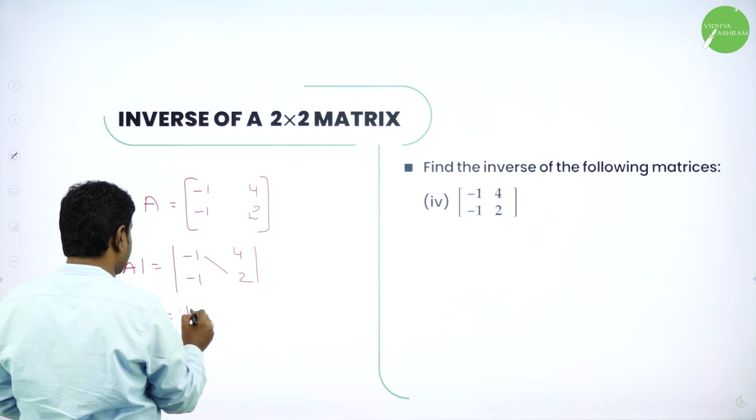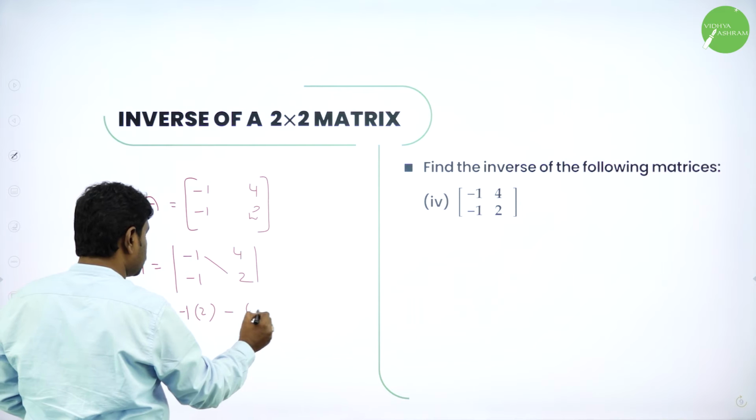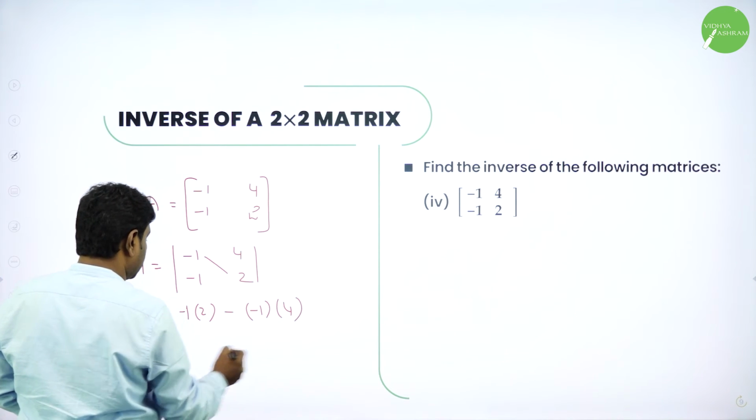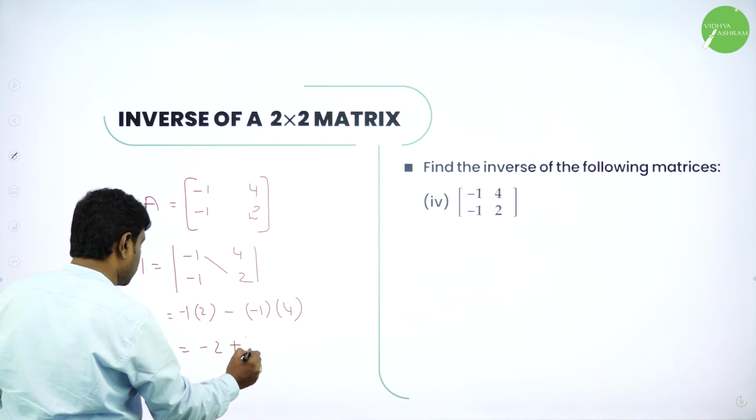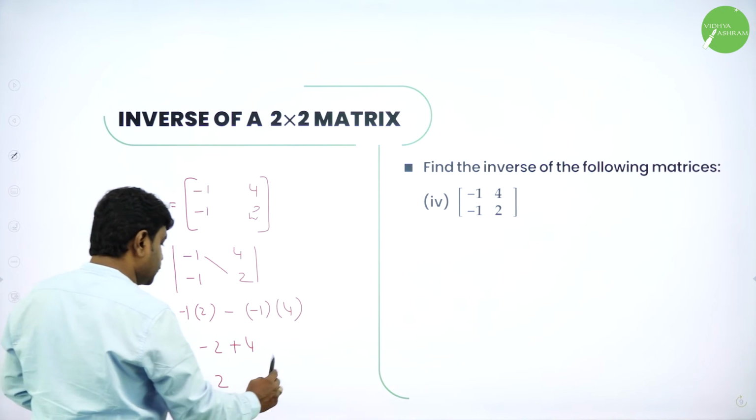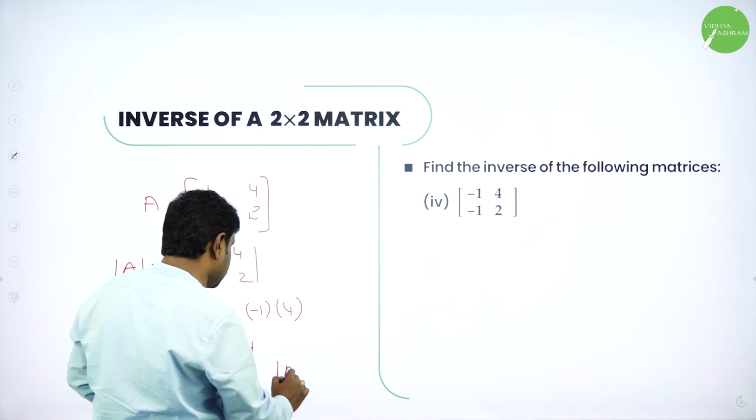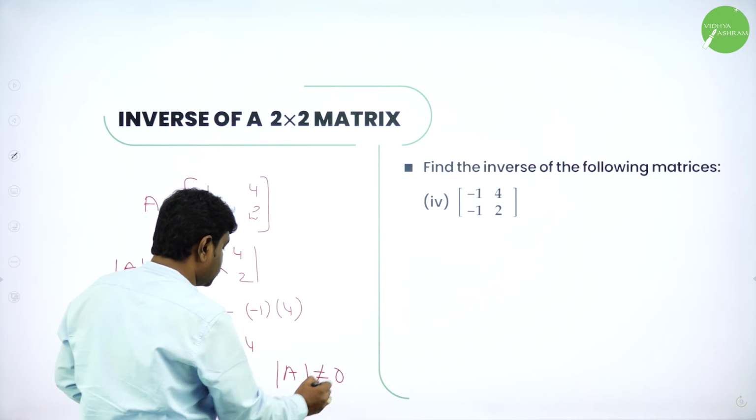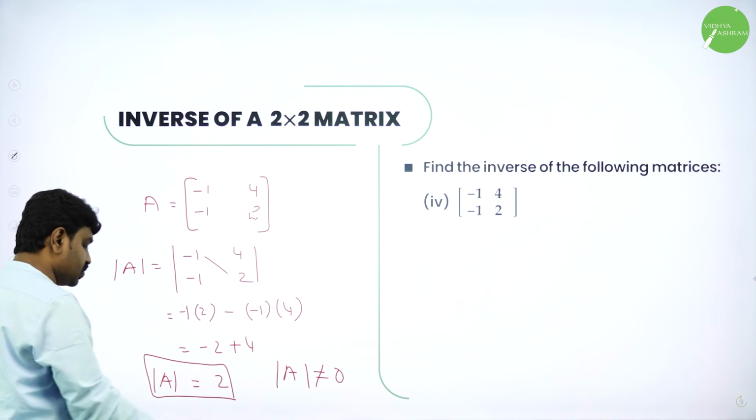Multiply 1, minus 1 into 2, minus 1 into 4. So that will become minus 2 plus 4, that will become 2. So you got determinant as 2. And determinant A is not 0. Therefore, inverse exists.